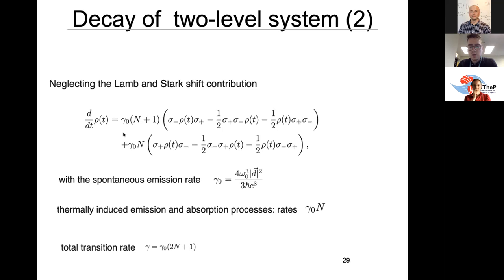Okay, so just to finish then, we basically have thermally induced spontaneous emission and thermally induced absorption. So what we can do is define a total transition rate, which is the sum of each of these two components. So we can define a total transition rate gamma, which is just gamma naught (n plus 1), which is just this quantity here. And I should also mention that this n is just the Planck distribution evaluated at the transition frequency of our open system, so the Planck distribution evaluated at omega naught.